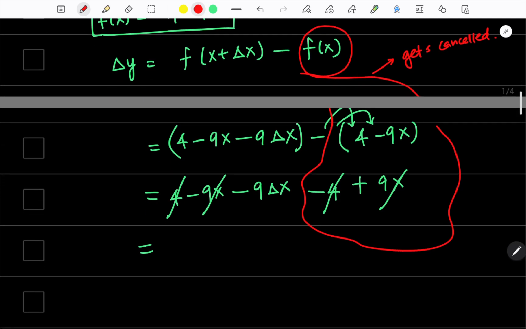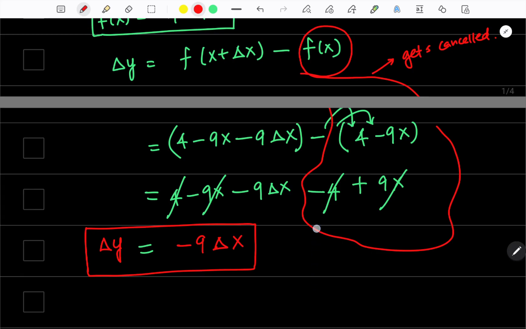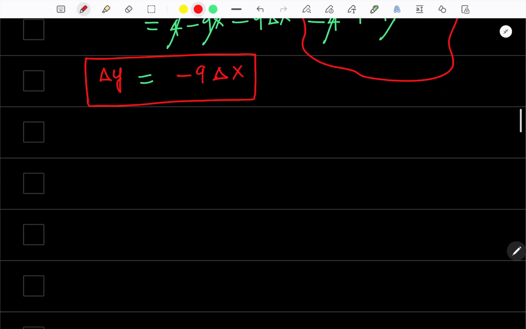Right, so the final answer is what? Negative 9 delta x. So this is your delta y. So we got delta y first. What is the next quantity you are going to find? The next one is dy.